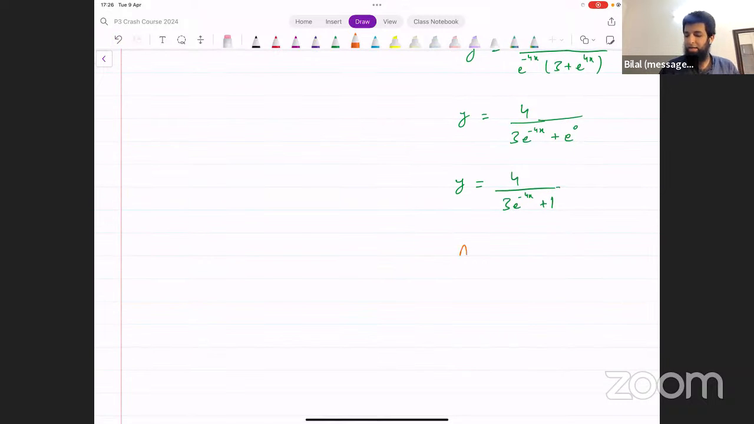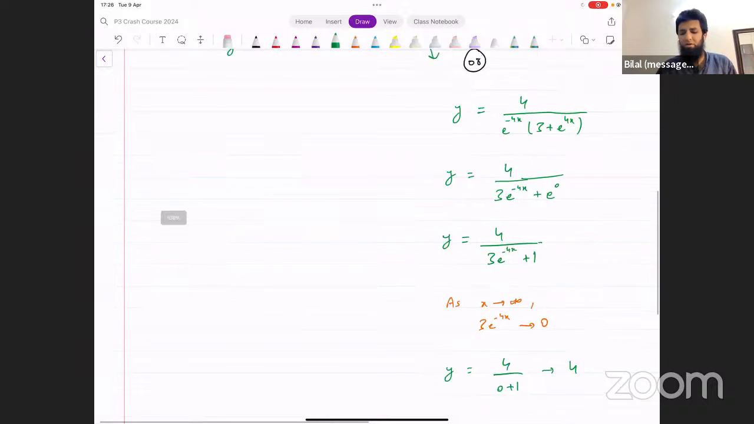You can say as x goes to infinity, what happens to this thing? 3 e raised to the power minus 4x goes to 0. e raised to the power minus 4x goes to 0 as x goes towards infinity. And you're just left with y equal to 4 over 0 plus 1, which is 4. This could be another way to think about this.